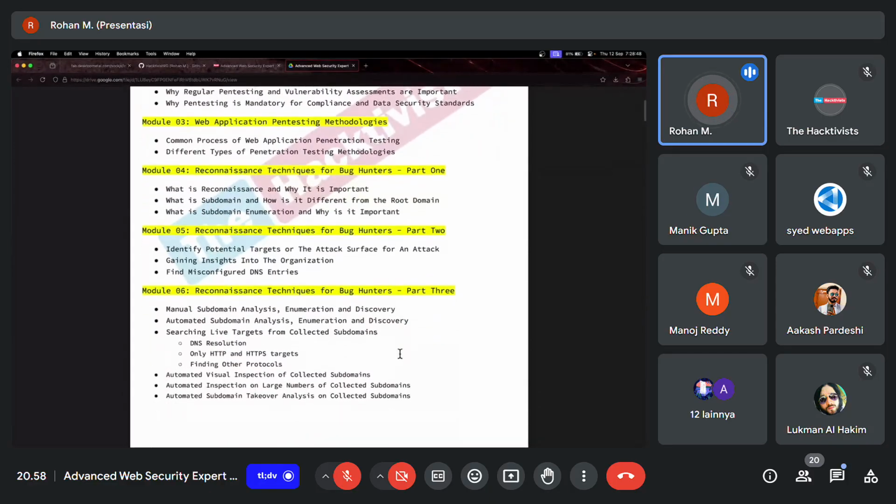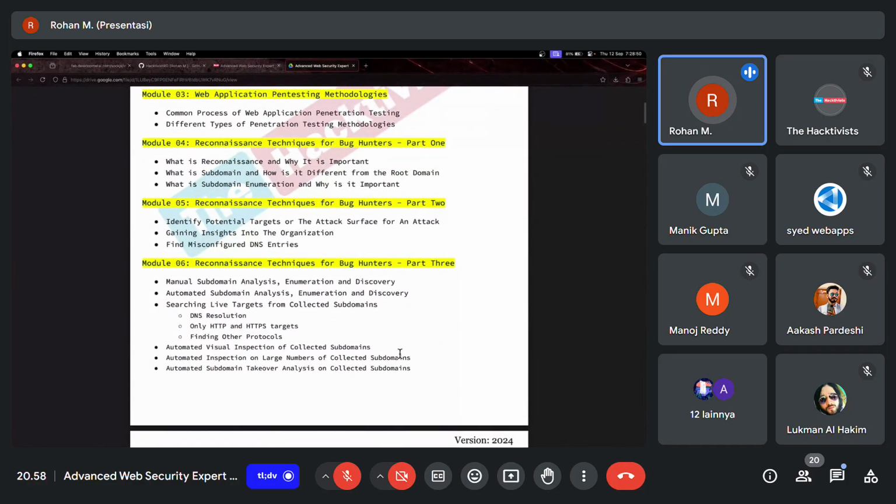Then the next three modules that you see, module 4, module 5, module 6, are related to reconnaissance, that is information gathering. What is reconnaissance? Why do you do it? How do you do it? How do you perform subdomain enumeration? Manual approach, automated approach. What are the various tools that you can use?